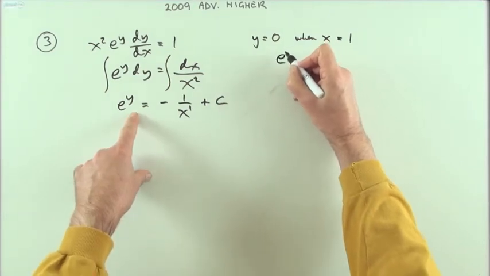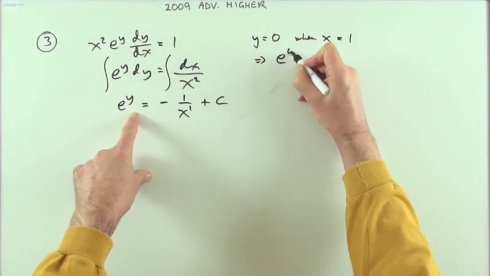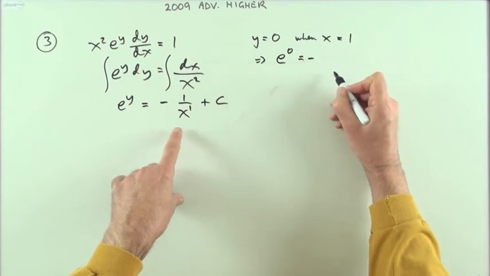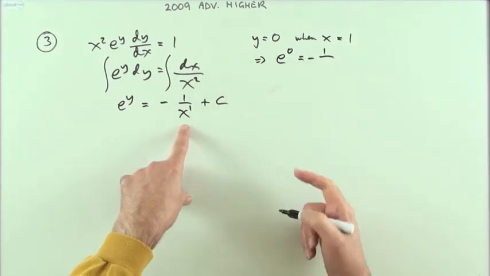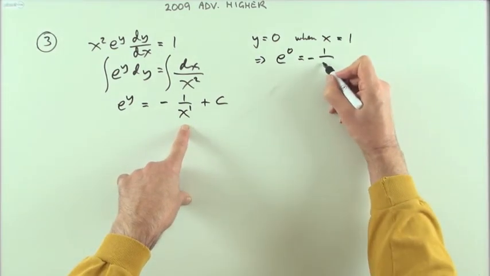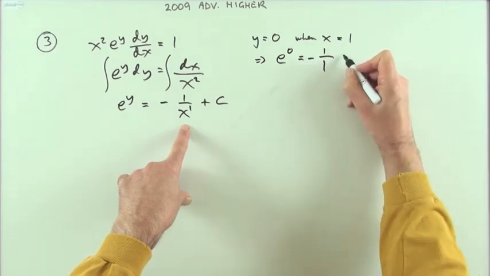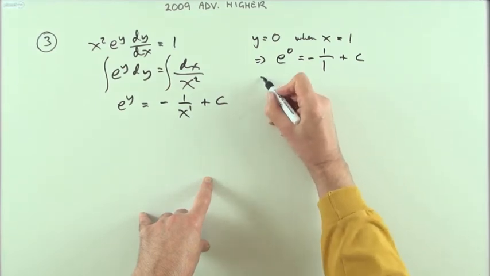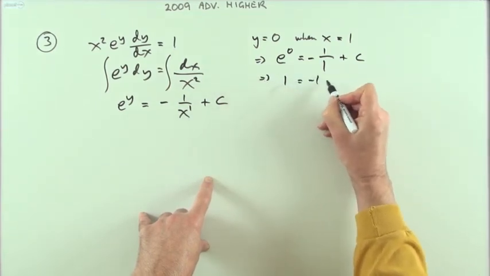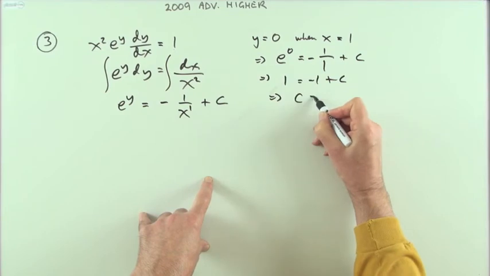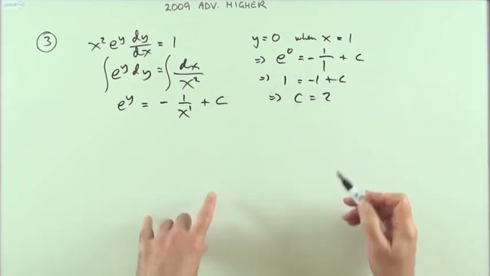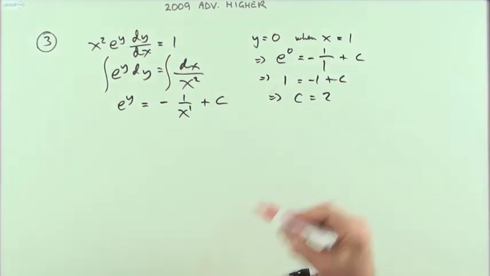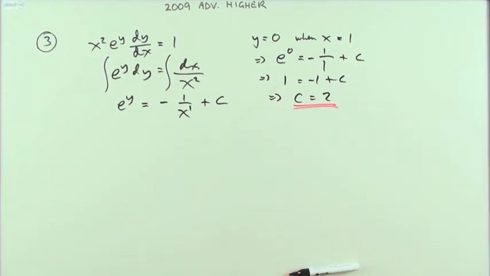So using those points, let's put it under here, don't need to write it again. I've got e to the 0, that's nice and handy, is negative 1 over, and that'll just be x, so it'll just be 1 over 1 plus c. E to the 0 is 1. Anything to the 0 is 1. So what that says is I've got 1 equals negative 1 plus c, or c equals 2. Almost there. I now know what c is.